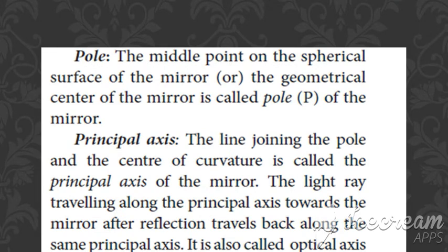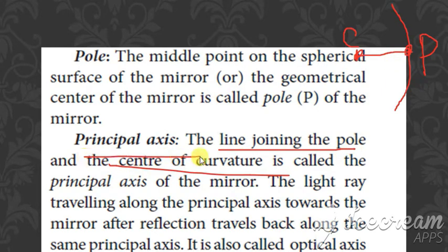What is the principal axis? It is the line joining the pole and the center of curvature. This is a spherical mirror, and its center is the pole. Consider this to be a sphere, and this is the center of curvature, C. The line joining the center of curvature and the pole is called the principal axis.